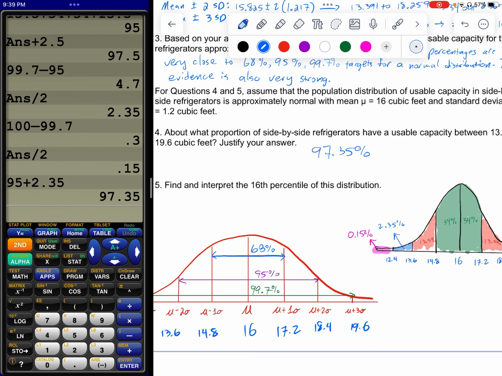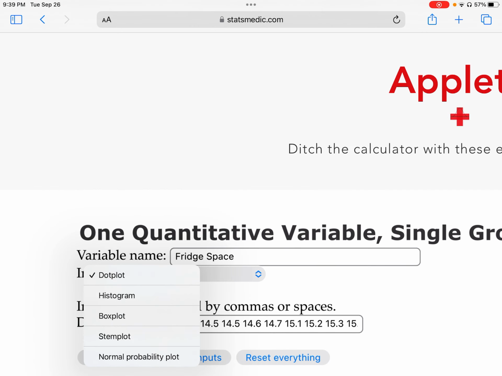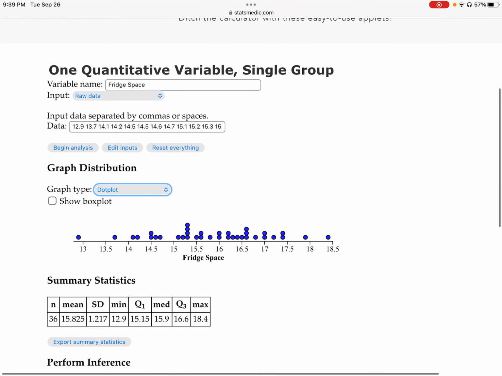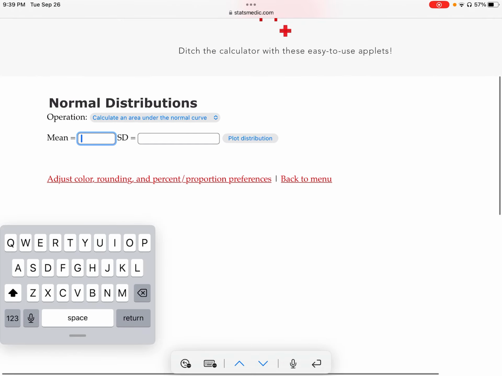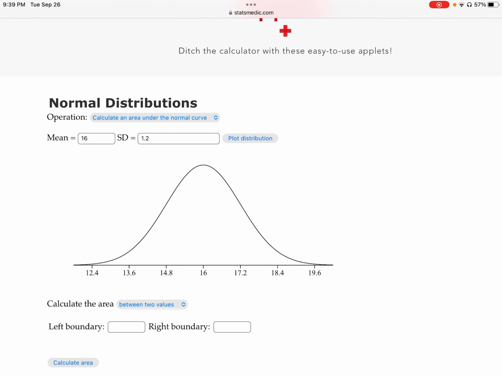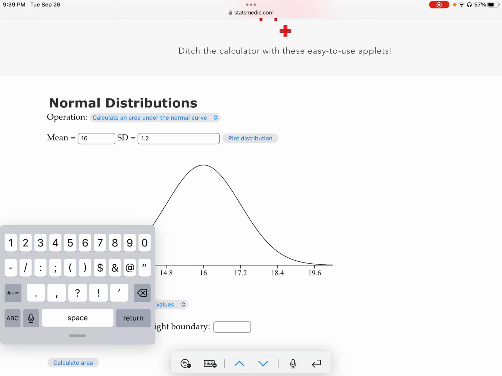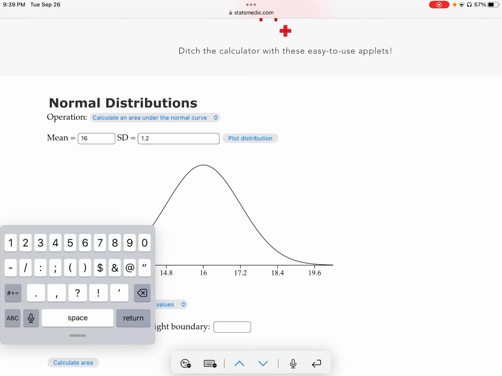Well, it already took a long time. Let's take a little bit longer. You can do this on the applet. Remember this? So let's go back to my menu and do the normal distribution right there. Put in the mean that they gave us, which was 16. Put in the standard deviation, which was 1.2. And then plot it. There it is. That matches what we had. Our lower boundary was 13.6. Oh boy, it must be getting late. I'm so tired. 13.6.